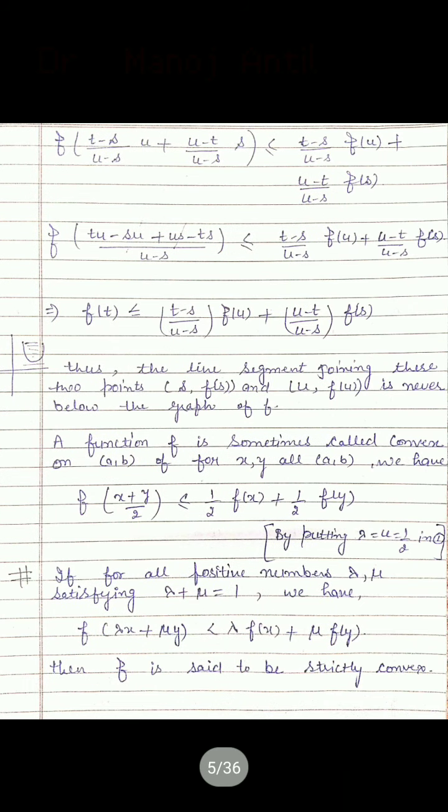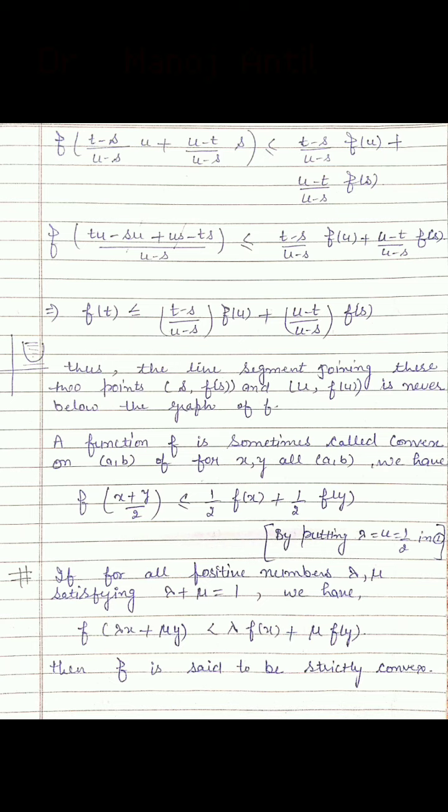f of ((t minus s) u upon (u minus s) plus (u minus t) by (u minus s) s) less than or equal to (t minus s) by (u minus s) f(u) plus (u minus t) by (u minus s) f(s). So when we simplify it, we get that f(t) is less than or equal to (t minus s) by (u minus s) f(u) plus (u minus t) by (u minus s) f(s).